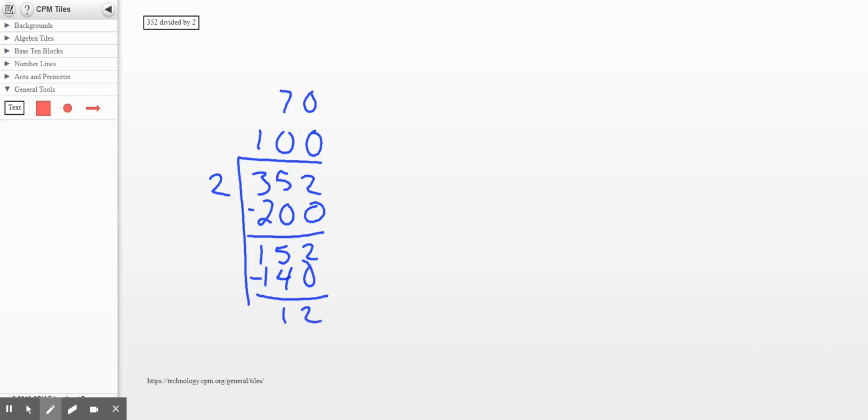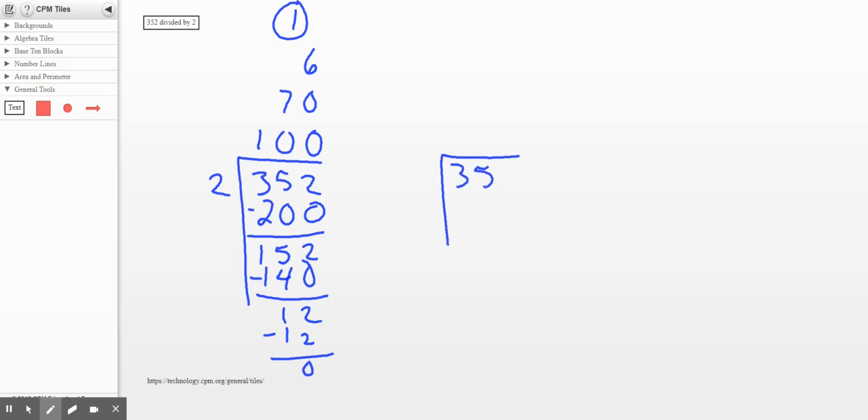So if I exchange that 10 for 10 ones, I now have 12 ones. 12 ones split up into 2 groups is 6 per group. I've used up 2 sets of 6. 2 times 6 is 12. I started with 12, I used up 12, and I have 0 left. Okay, we're going to call this method 1. Now, somebody else may have solved it like this.